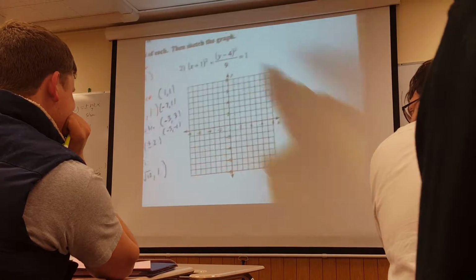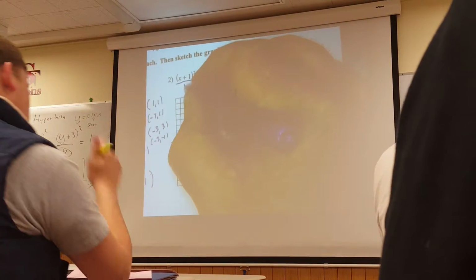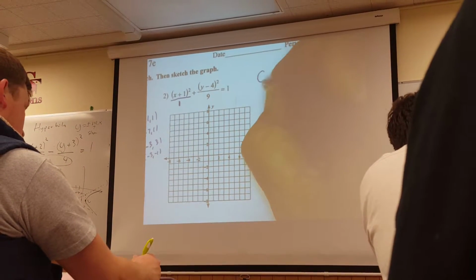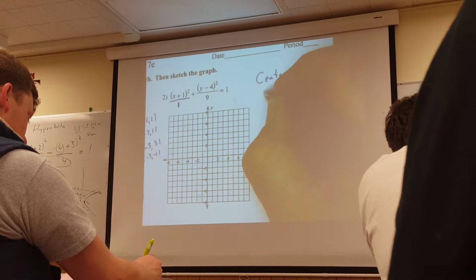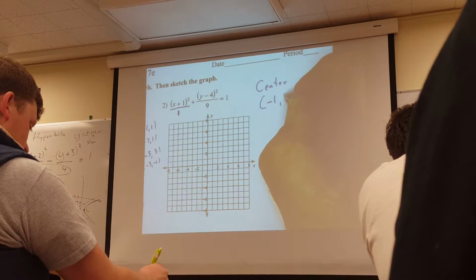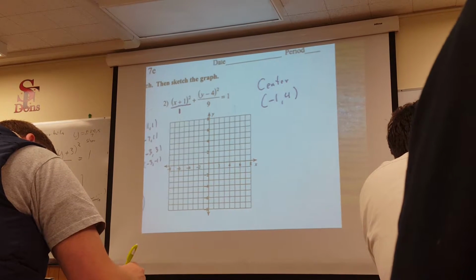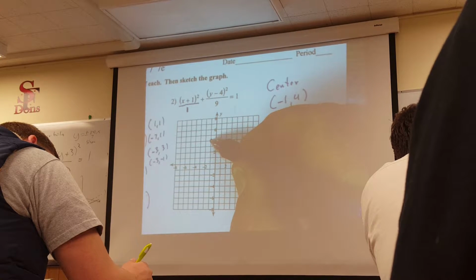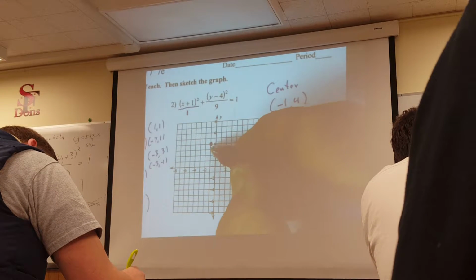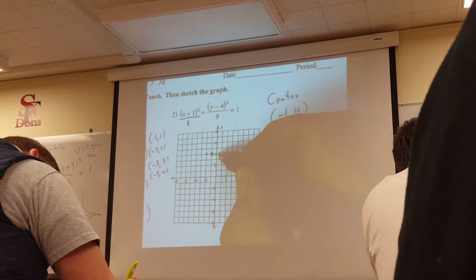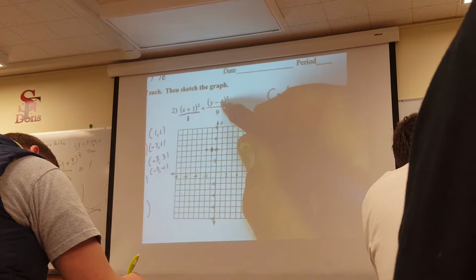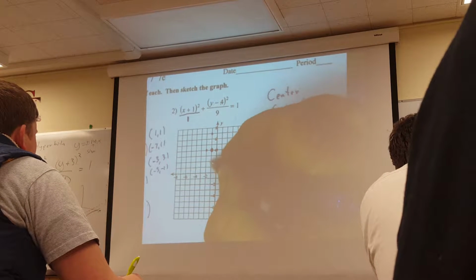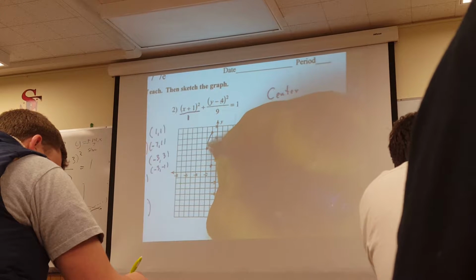Underneath number 2, underneath the x plus 1 squared is a 1. Okay? We know on number 2 that the center is at negative 1 and 4. So we go to negative 1 and 4 and put a dot. Now, underneath the x squared is the 1, so we go 1 in both directions. Underneath the y minus 4 squared is a 9, so we go up 3 and down 3. You connect the dots, and there's your ellipse.